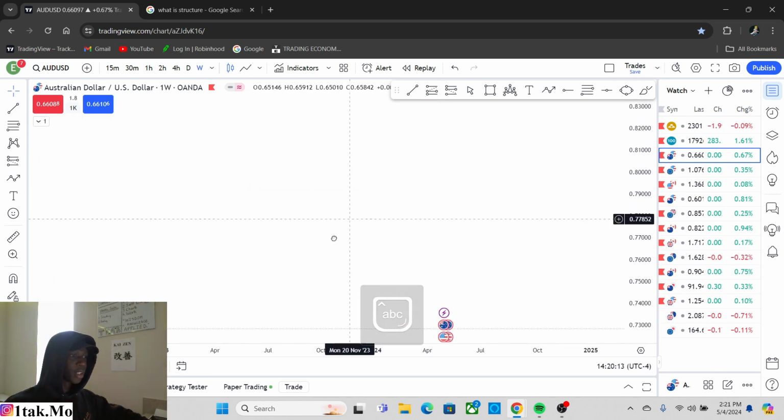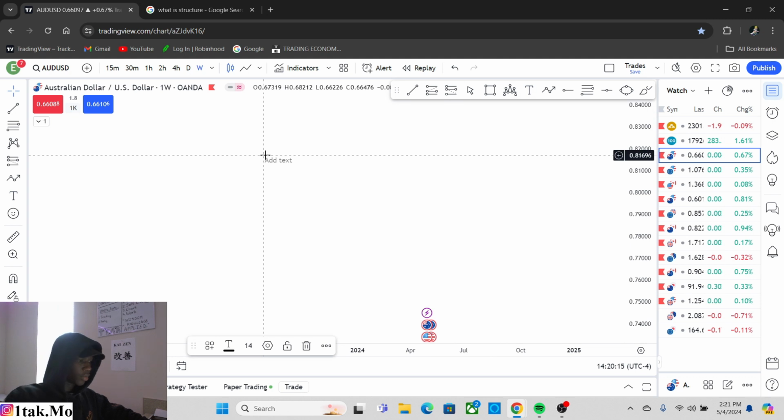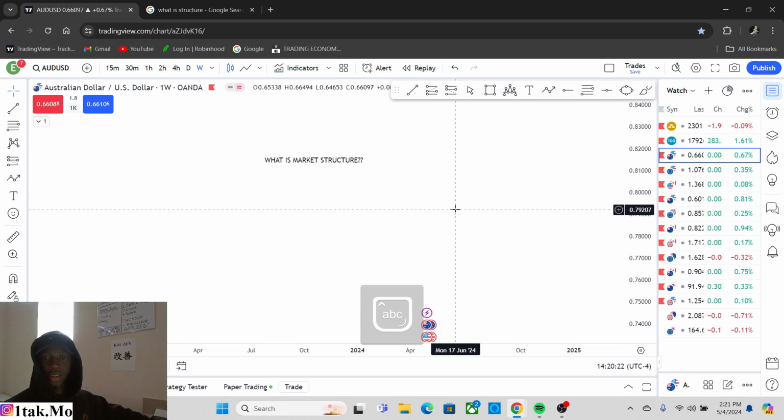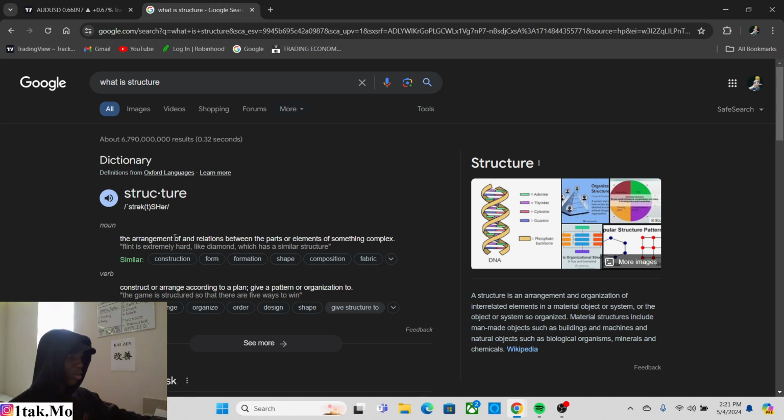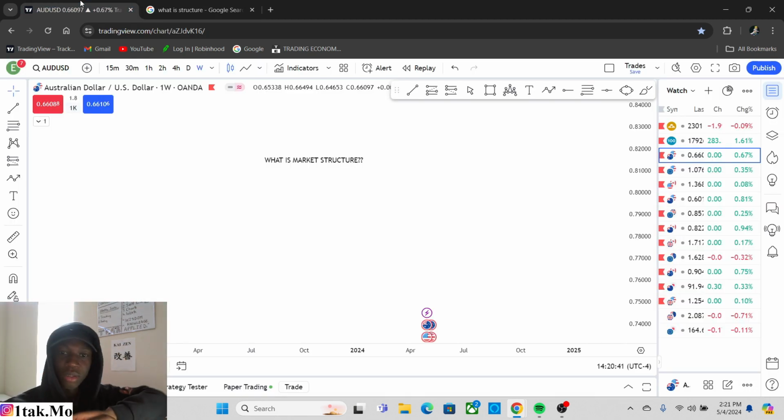Let's go here. So, what is market structure? Well, first, let's understand what structure is. Structure is like building blocks, how things are put together, how things are made, how things are connected. I have a definition right here just in case for y'all. The arrangement of and relations between the parts and elements of something complex. So construct or arrange according to a plan. It's the way something is built. Like a building, the foundation, that's the structure.